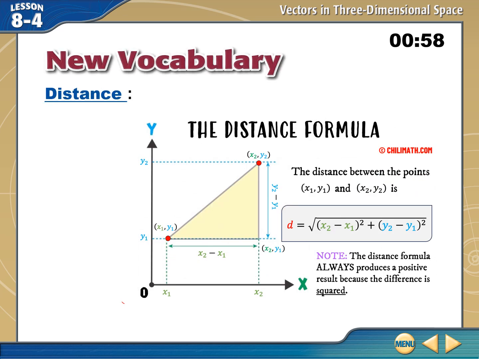Similarly, in order to find the length of any line, we use the distance formula. It is the square root of (x2 minus x1) whole square plus (y2 minus y1) whole square. Distance is always positive because it's an absolute value and distance cannot be negative. Also, the differences are squared, which is why it produces a positive result.